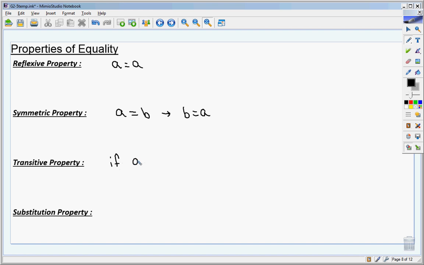The transitive property: if A equals B, and B equals C, then A equals C. And what you should notice here is that where this statement stopped, this statement started, and in the end one, it just goes from outside to outside. It stands to reason if A is equal to B and B is equal to C, that A is equal to C.